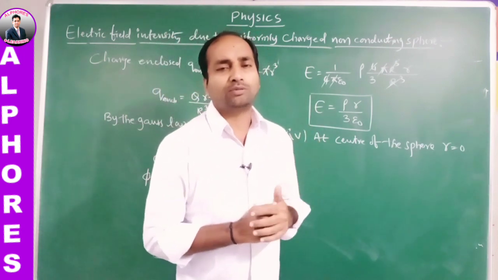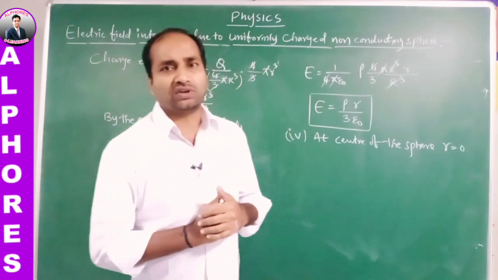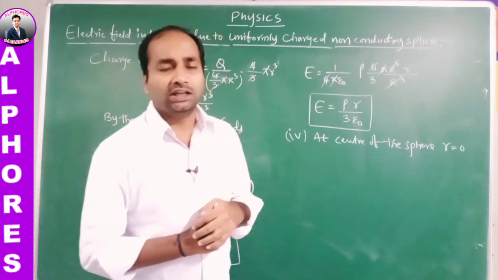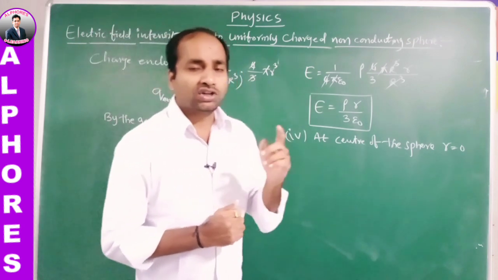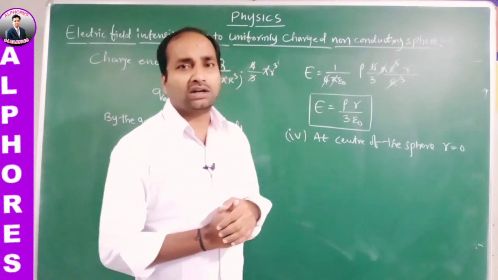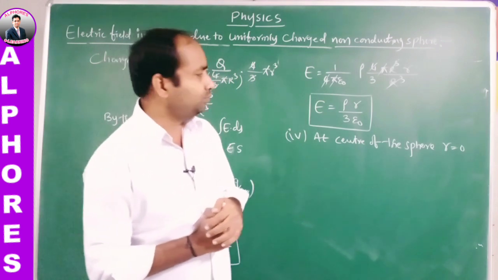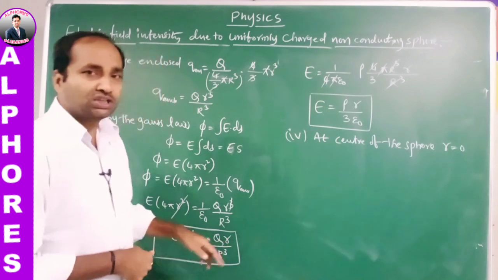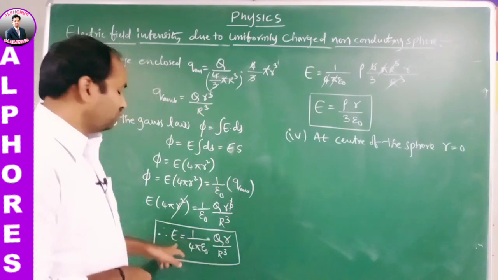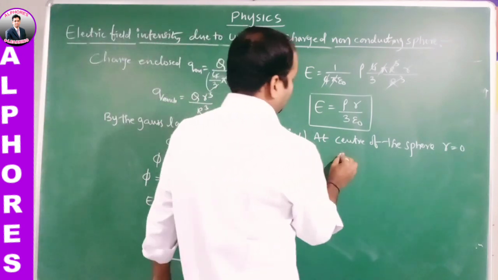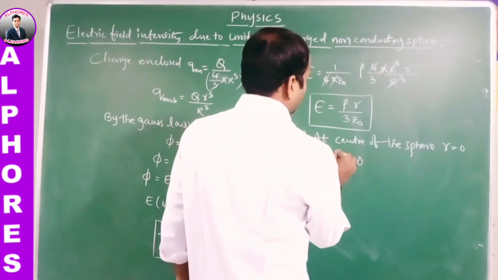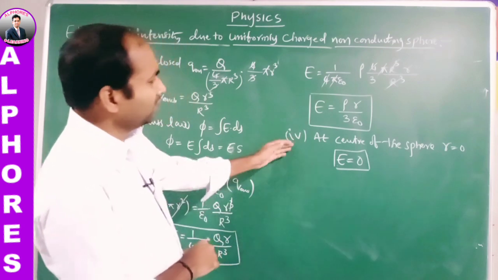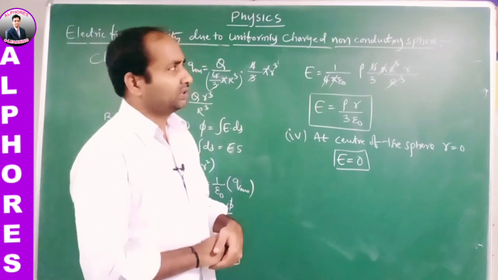We got 1 by 4 pi epsilon naught Q by capital R square. And the third one, at any point inside the sphere, what is the formula? 1 by 4 pi epsilon naught capital Q small r by capital R cube. Now at the center of the sphere, small r is 0, and 0 into something is 0. So the electric field intensity at the center of the non-conducting sphere is 0. This is about the fourth one.